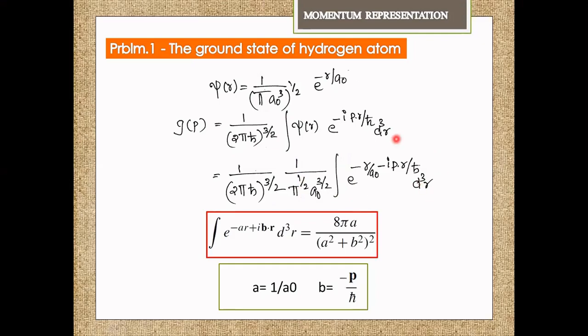Now we have to find the value of this integral. For this, we can use this general equation: the integral of e raised to minus ar plus i b dot r d tau is equal to 8 pi a by (a squared plus b squared) the whole squared.